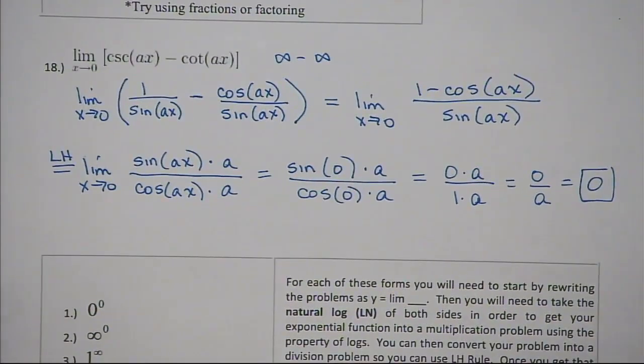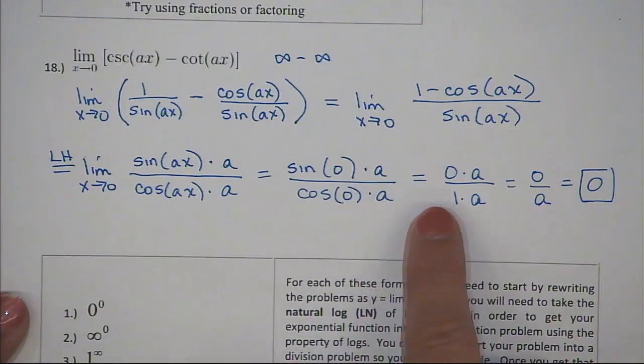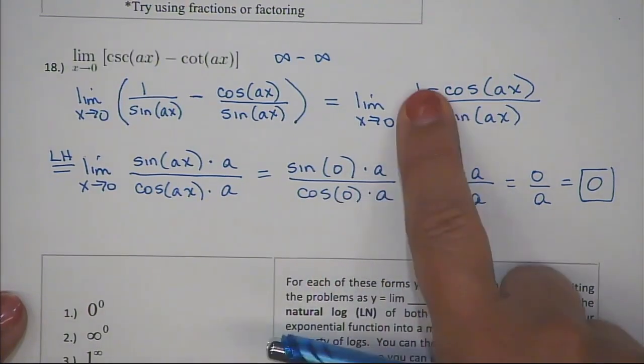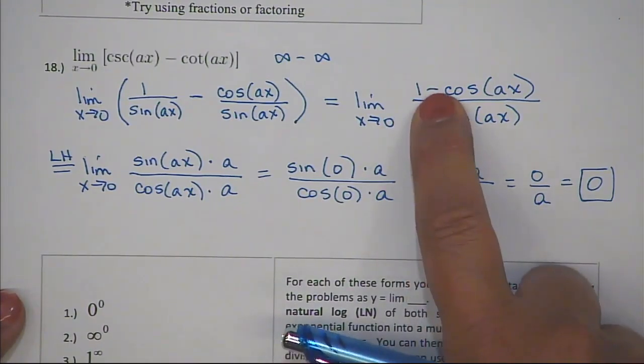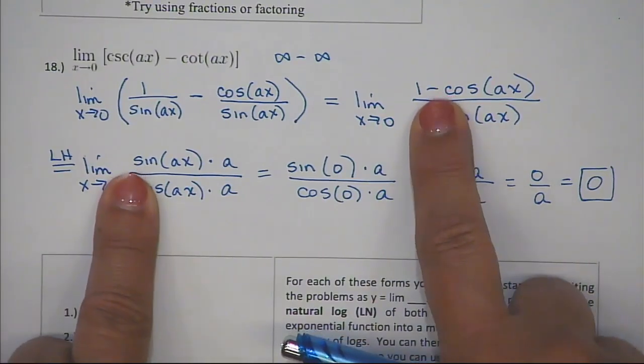What happened to the 1 in front of the cosine? It got taken out by the derivative. Yeah, the derivative of 1 is 0, so I don't need that. And then it was negative, so instead of having a negative sign, I made that positive. Okay?